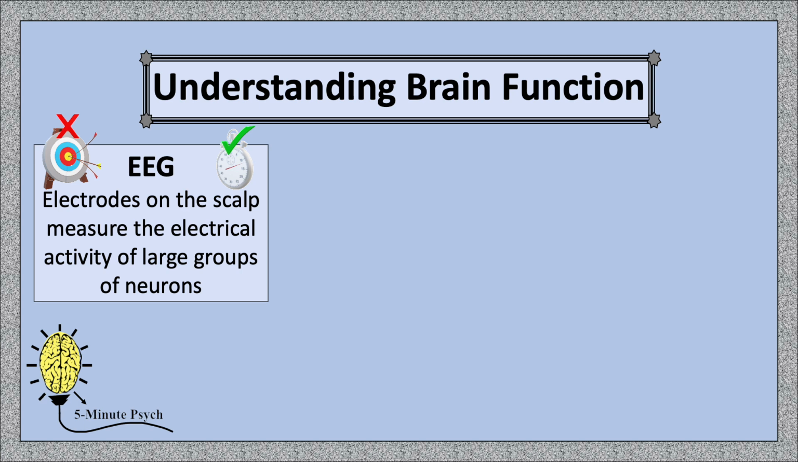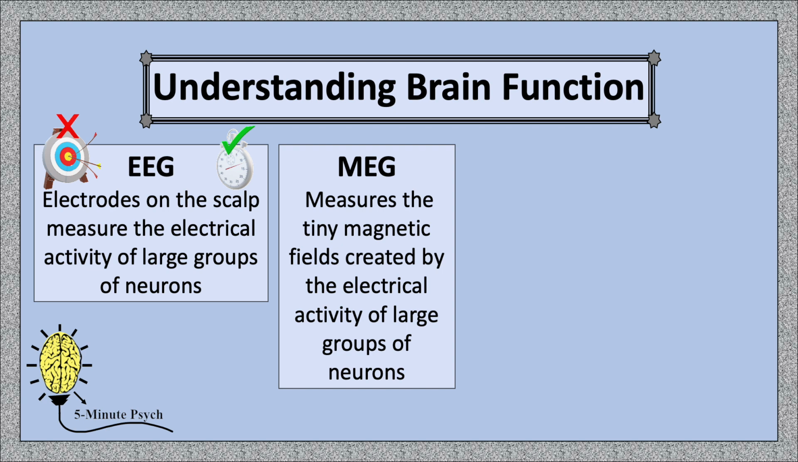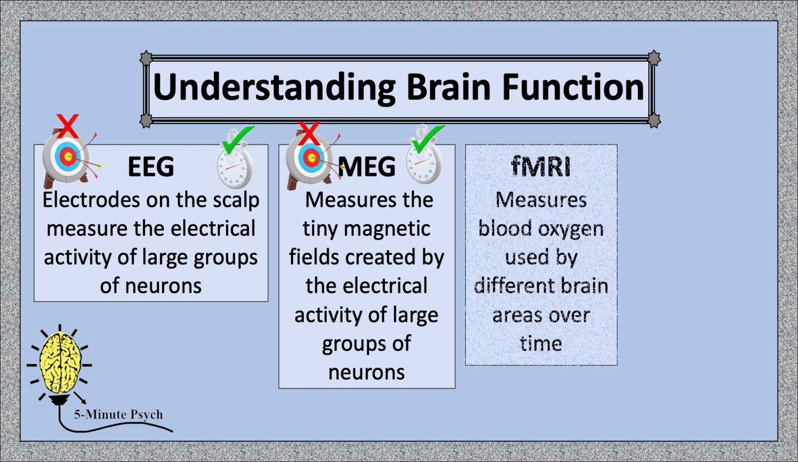A very similar technique is magnetoencephalography, or MEG. Instead of measuring the electrical activity of neurons, like EEG, MEG measures the tiny magnetic fields that are created by the electrical activity of those neurons. So, like EEG, it has good temporal resolution and poor spatial resolution. With functional magnetic resonance imaging, or fMRI, differences in blood oxygen in the brain over time are measured while the person is doing a task, and for this reason, both the spatial and temporal resolution of the fMRI is decent.